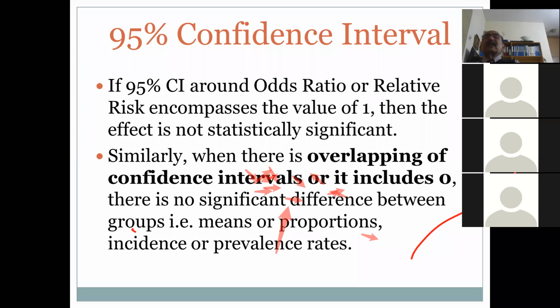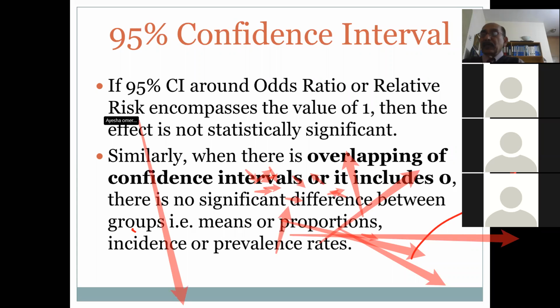Now the 95% confidence interval is also very important. You can also judge the significance of your result from the 95% confidence interval, even if you do not calculate the p-value. For example, if you calculate the confidence interval of the odds ratio in a case-control study, or the relative risk in a cohort study, and the value 1 falls within the confidence interval, then it means these results are not statistically significant. Similarly, when the confidence intervals of two groups overlap, there is no significant difference between them, whether in means or proportions, etc.